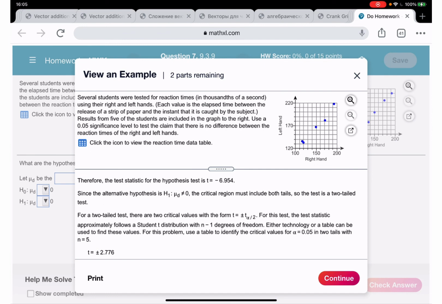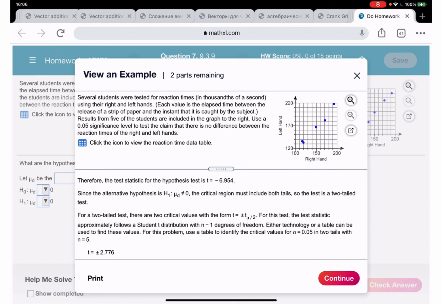Yeah, here it is. T plus minus 2.776, the last line. So we have the t critical. From here, what do we have to do? We need to draw a conclusion. We can compare our standardized test statistic to our t critical. What we can see is our standardized test statistic is negative 6.954, and t critical is plus minus 2.776.